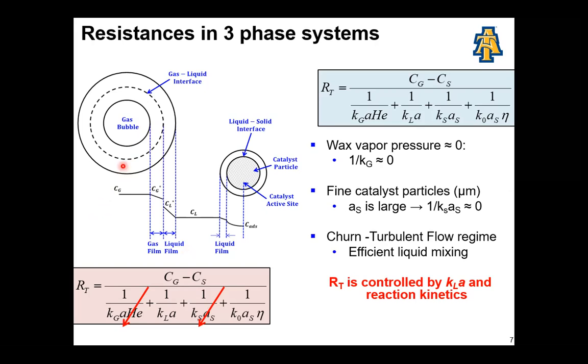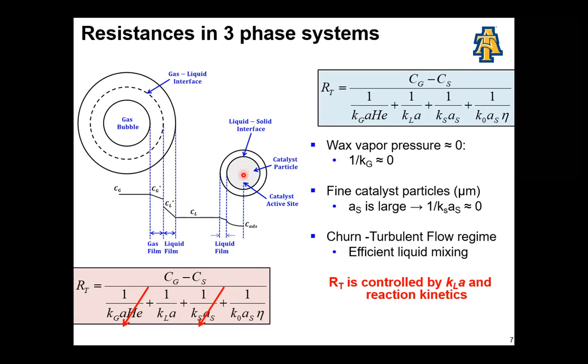All right. So this slide shows the schematics of different resistances in a three-phase system. Here, the gas bubble diffuses and moves through the gas liquid interface to the liquid bulk. Then from the liquid bulk, it goes through the liquid film and comes through the liquid solid interface to the solid bulk.